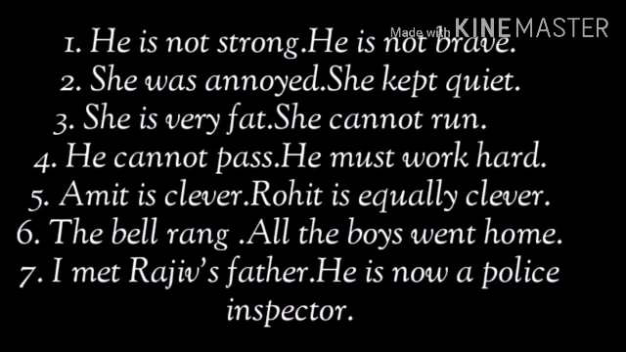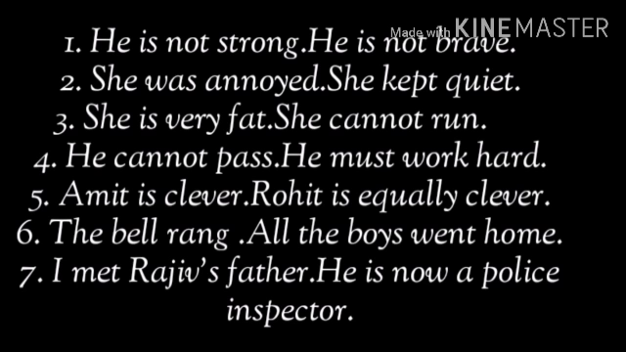He is not strong. He is not brave. So if you see, we can use a conjunction here, that is neither nor. So we can write it as: He is neither strong nor brave. Clear? The next one, she was annoyed. She kept quiet. Now read the sentence properly, understand the meaning. She was annoyed, but what did she do? She kept quiet. So how can we combine? She was annoyed, yet she kept quiet.